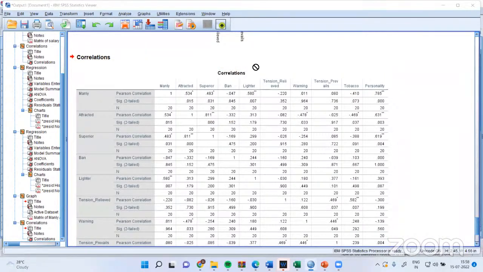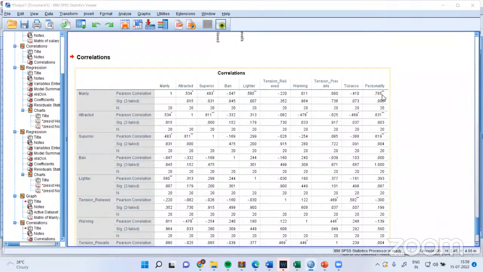Write it down. Okay, manly and superior. The relationship is less than 0.5, so it is dicey. Okay, about personality. Go in personality. Is the relationship significant? 0.785? Yes, sir. So manly, attracted and personality, definitely they will make one group.